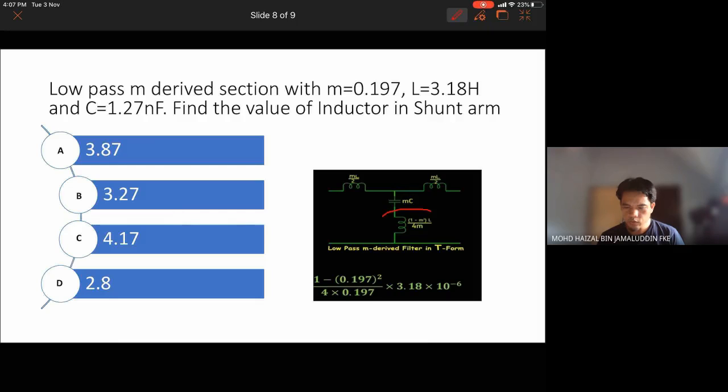So here, you need to use (1 minus m to the power of 2) divided by 4m, times L. You just include the value, and I think the answer will be, what is it? I'm also not sure, so we'll discuss in the class. Maybe the answer is A. So you need to calculate.